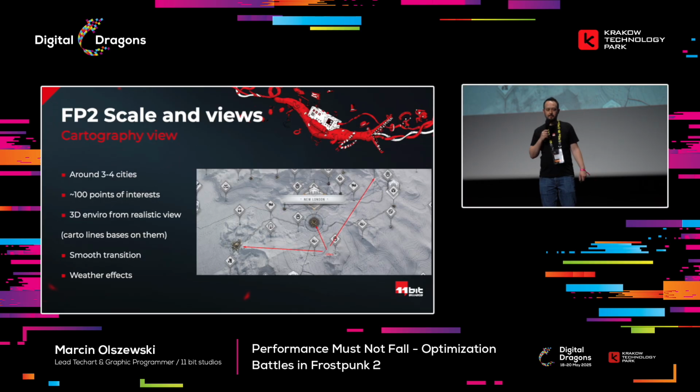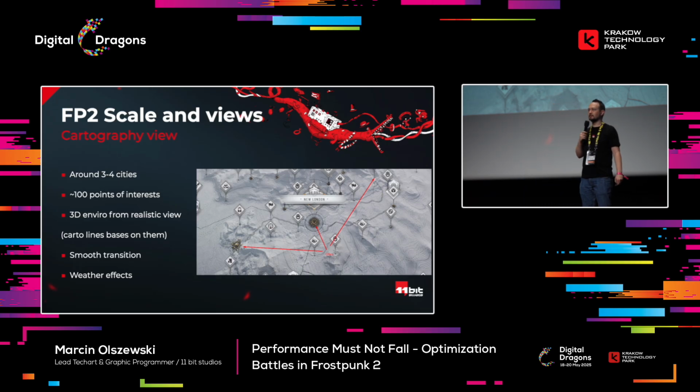So, the problems. Frostpunk 2 has 4 views that are blending seamlessly and are transiting without very visible switch. Our art director wanted to make it feel that the player is just scrolling up and down to zoom in and zoom out. We have here 3 to 4 cities, around 100 points of interest on the map, and it's the largest zoom out.